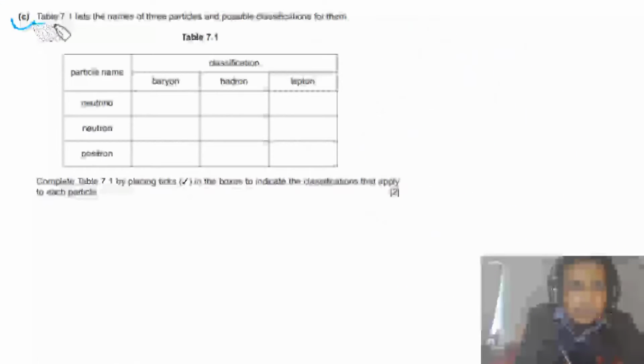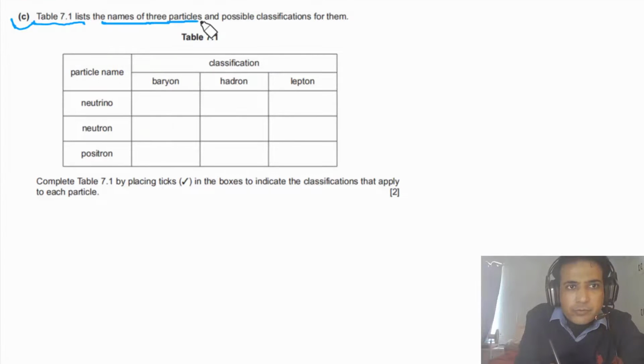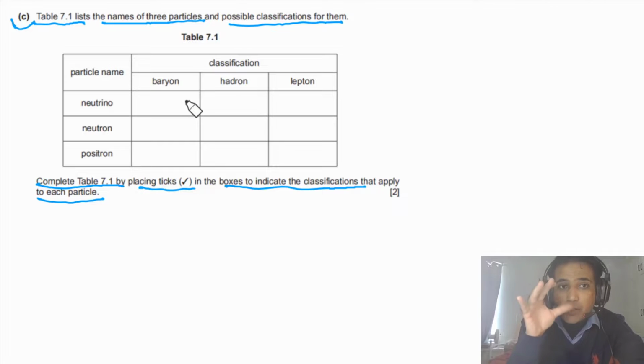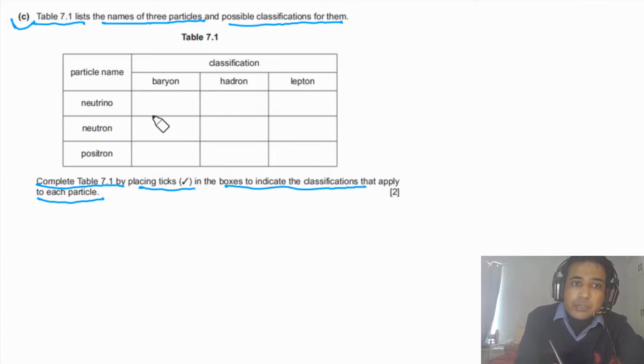Part C says table 7.1 lists the names of particles and possible classifications for them. Complete table 7.1 by placing ticks in the boxes to indicate the classifications that apply to each particle. Neutrino. Neutrino is not a baryon because baryons have 3 quarks. So neutrino is not a baryon and it is also not a hadron.